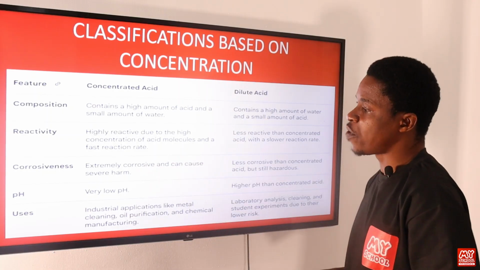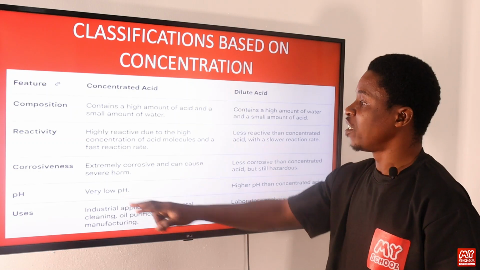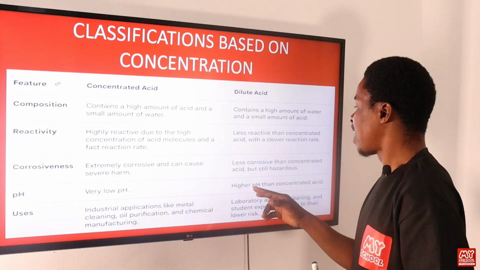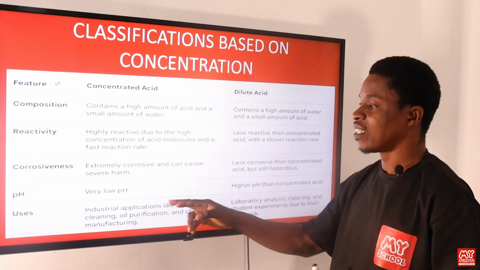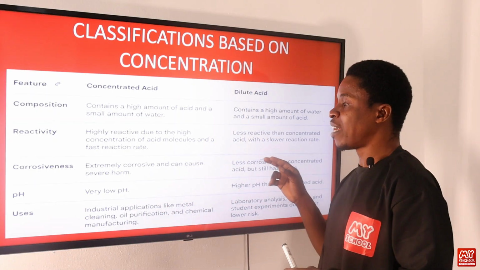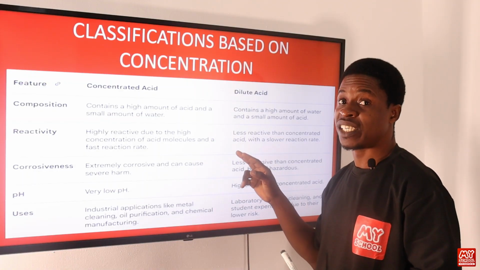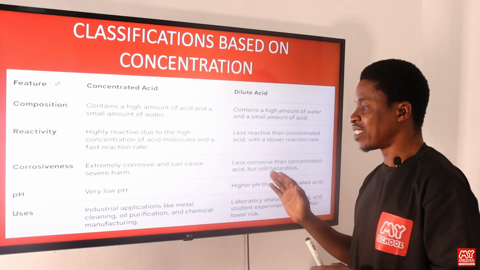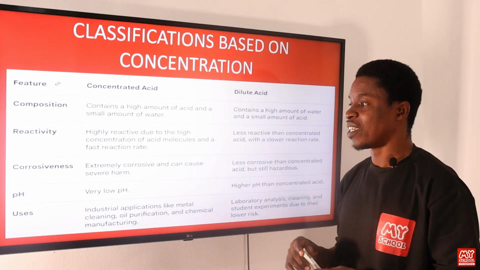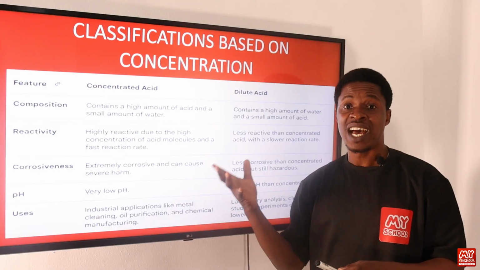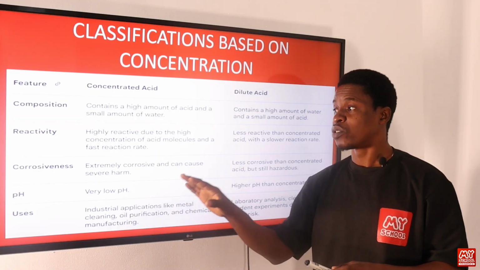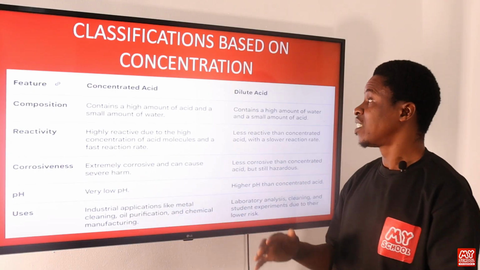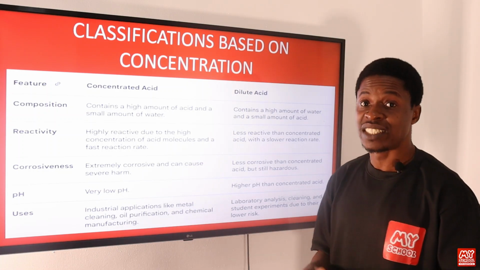Then the level of pH. Concentrated acids have a very low pH value, while diluted acids have what? A higher pH value than concentrated acid. As you move towards the neutral point, which is 7 on the pH scale, you are tending towards what? The weak acid, the diluted acid. When we begin to talk about pH, alkalinity and acidity, we will talk more about the pH of acids, whether they are concentrated or diluted, strong acid or weak acid.